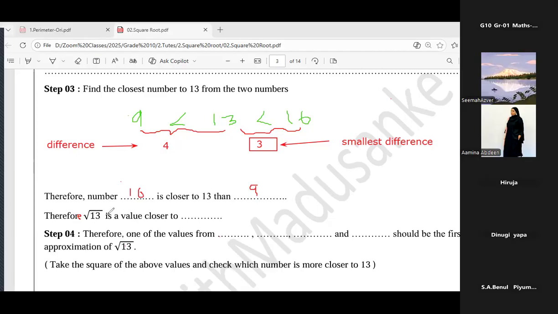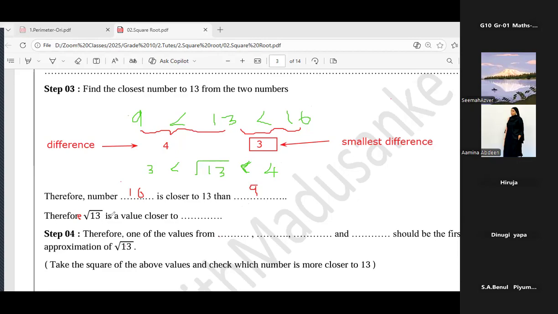Therefore, square root of 13 is a value closer to which one? So if I take the square root of this, square root of 9 is 3, then square root of 13. In step number 2, we have obtained this one. Don't worry, I am going to explain this full question on the board. Square root of 16 is 4. So we can conclude that the number 16 is closer to 13 than 9.